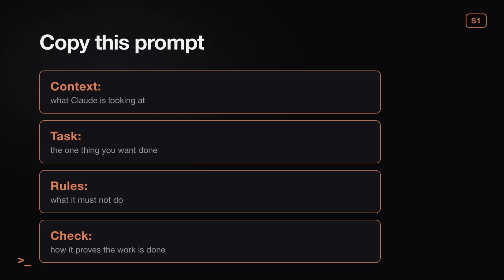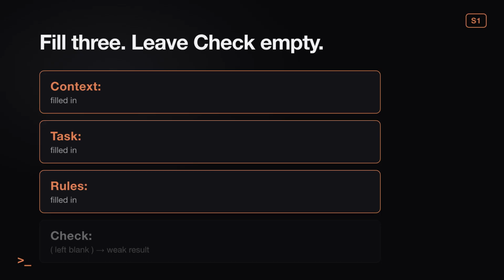You fill in the blanks for whatever you're building. Fill in 3 of them and leave 1 empty on purpose. A weak prompt gives a weak result. Now you can see exactly why.